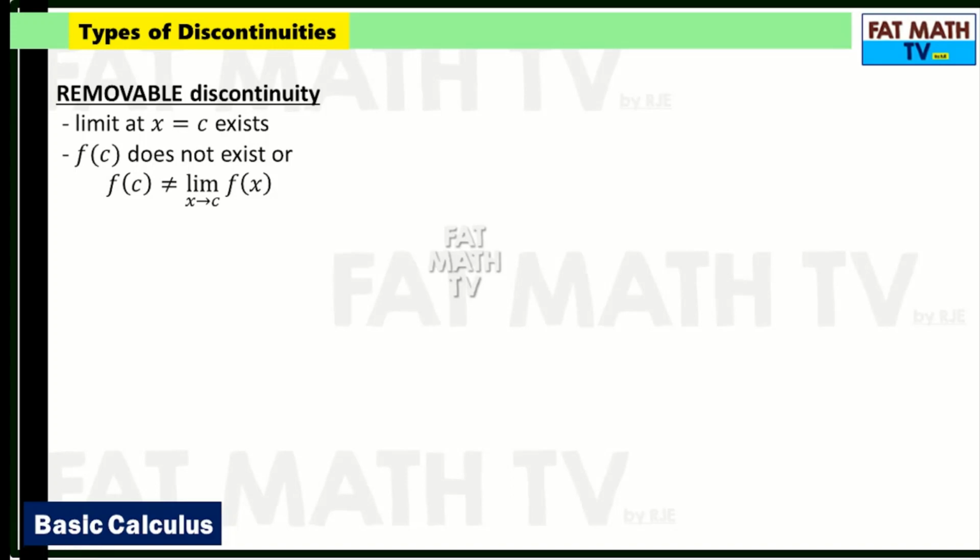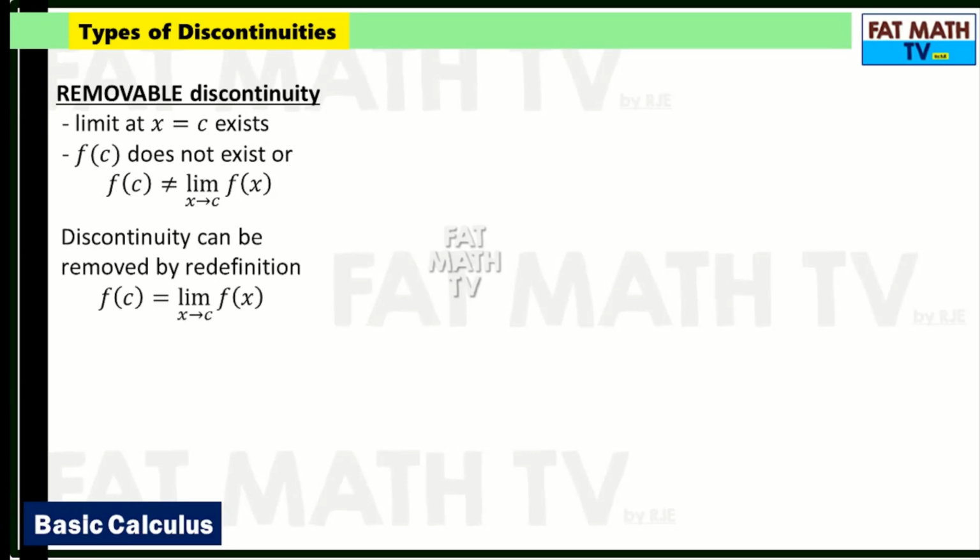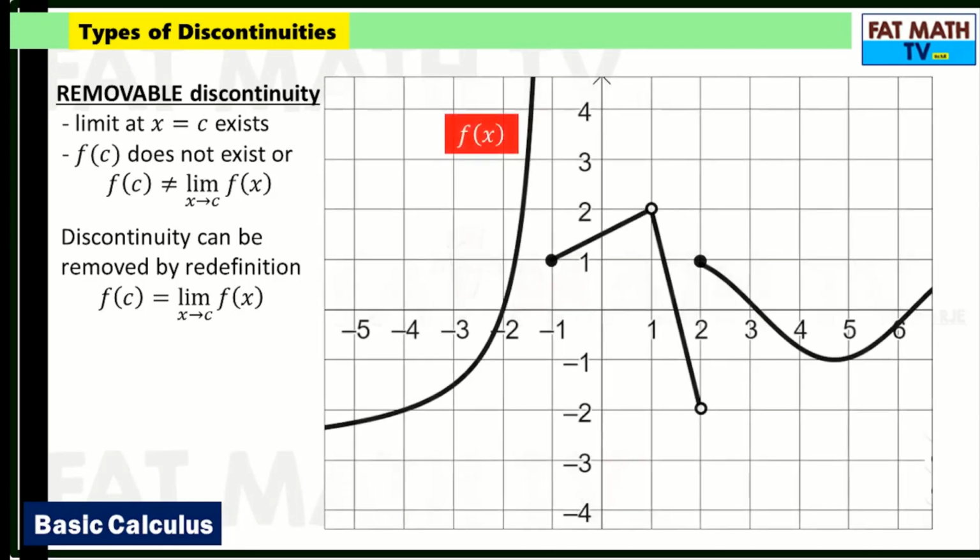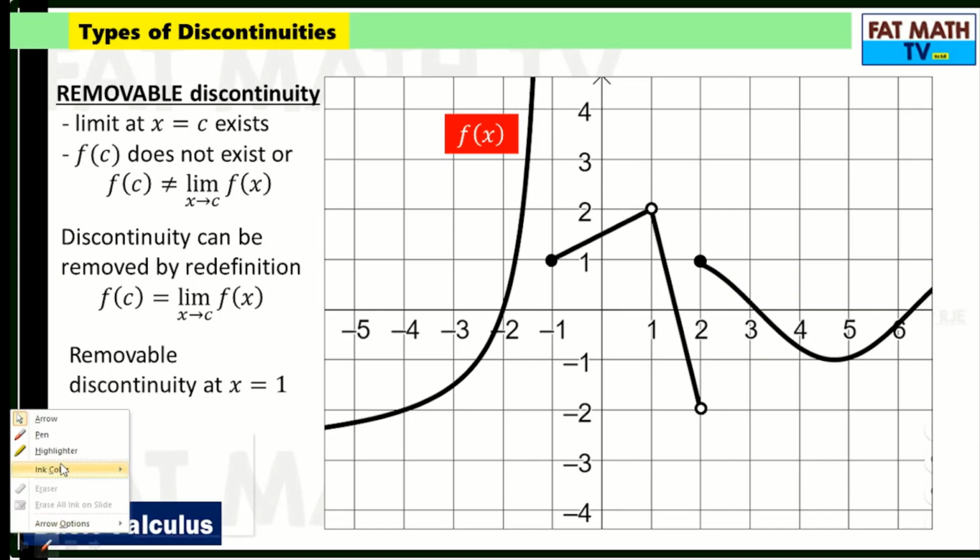So this is also called a hole discontinuity because our graph will have a hole. And this discontinuity can be removed by making f of c equal to the limit of f of x as x approaches c. So if we have this function here, f of x, we have a removable discontinuity at x equals 1. So we have here a hole.